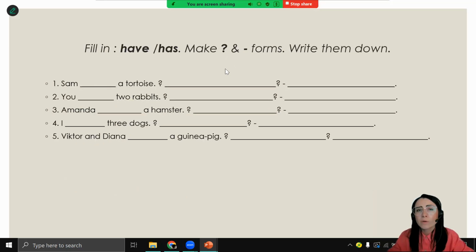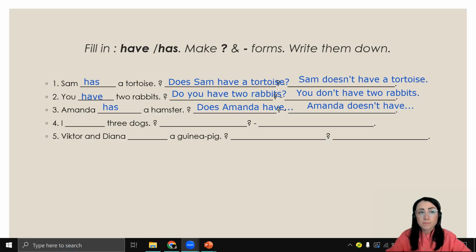Make positive, question, and negative forms of the sentences with the verb have or has. Pause this video and write these sentences down. Then check your answers. Correct answers.